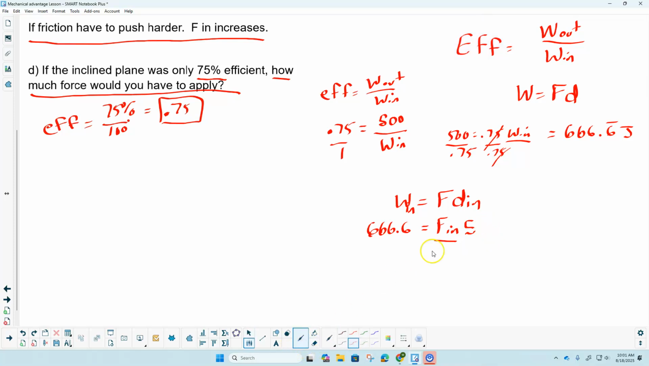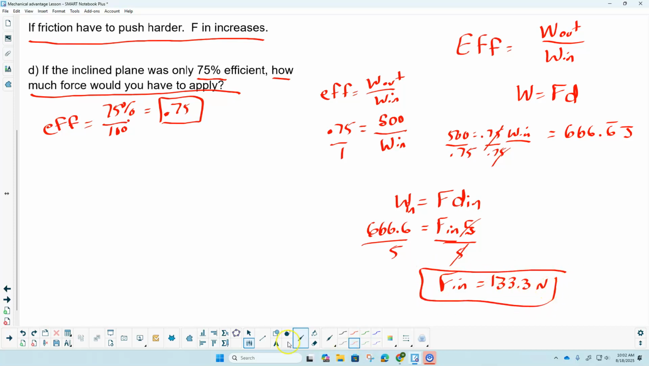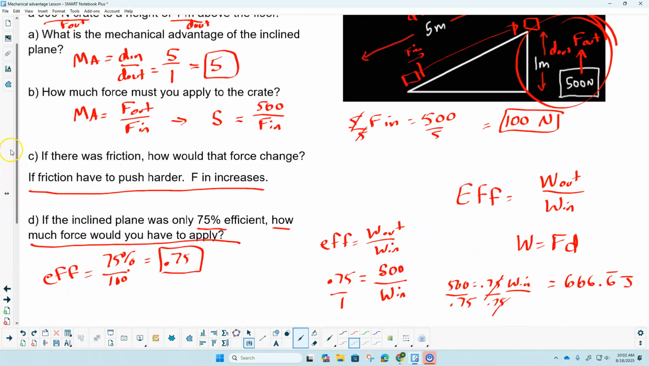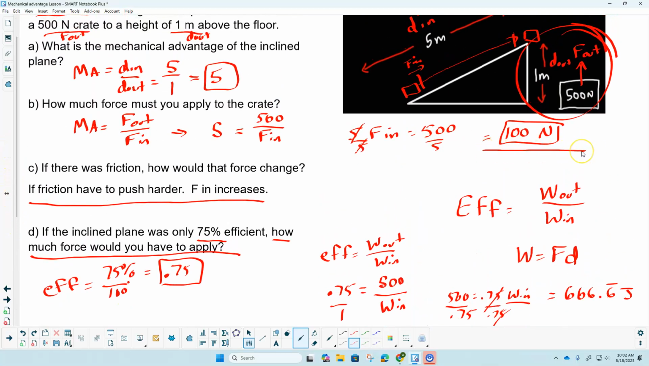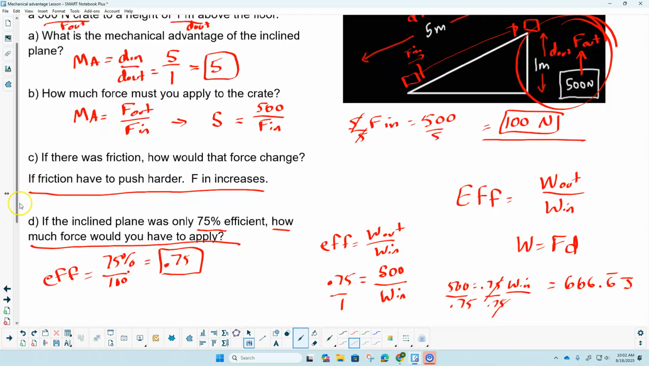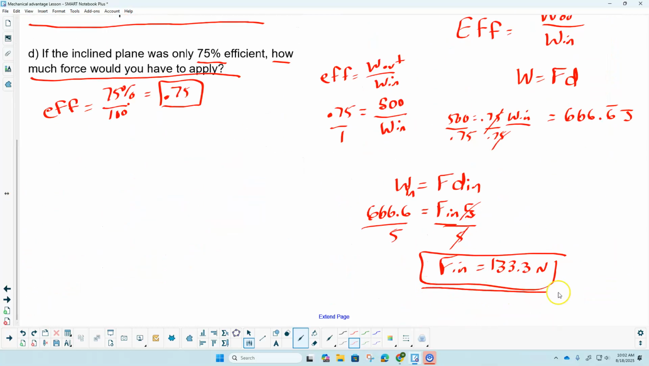So I'm going to divide this number by 5 on both sides, and I'll get the force that I actually have to put in. If I take 666.6 divided by 5, I get something like 133.3 newtons. As you can see, ideally we said that we only had to put in 100 newtons of force if it was an idealized frictionless situation. When there's friction, we have to push more.